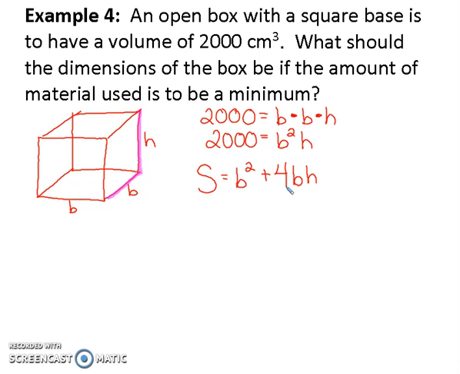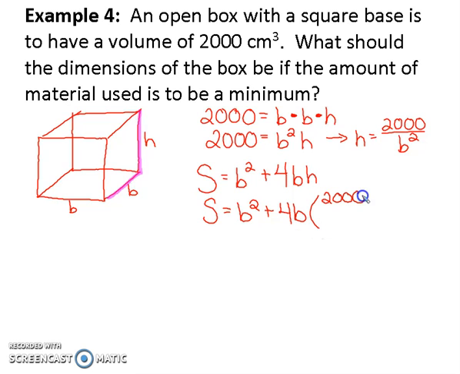Notice it has both b's and h's in it. So this volume formula, I could solve it for h equals, and that's probably easier than solving for b, because solving for b would require doing a square root. And then I'd have square roots in my surface area formula, and then I'm doing derivatives of square roots, and that's just not any fun. So if I solve for the h, my surface area formula becomes b squared plus 4b times 2,000 divided by b squared. So I'm going to simplify this before I try to take the derivative of it. 4 times 2,000 is 8,000. B over b squared is going to leave me with a b in the denominator.